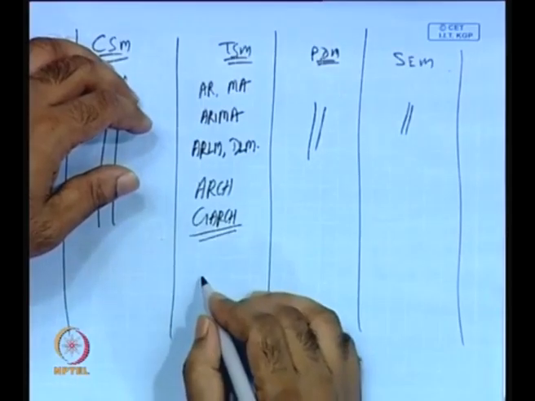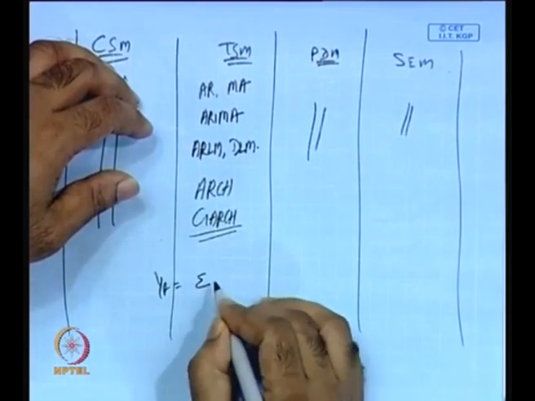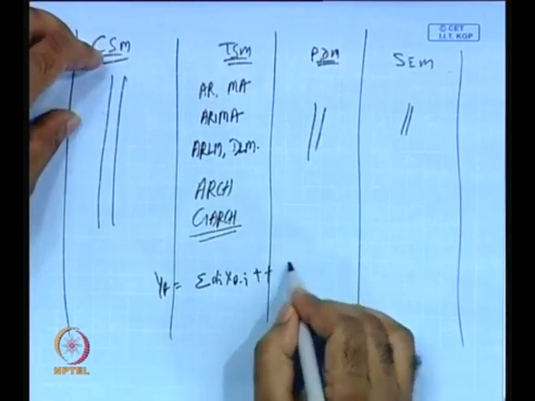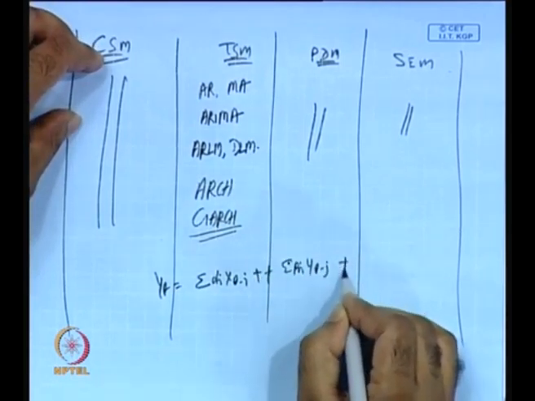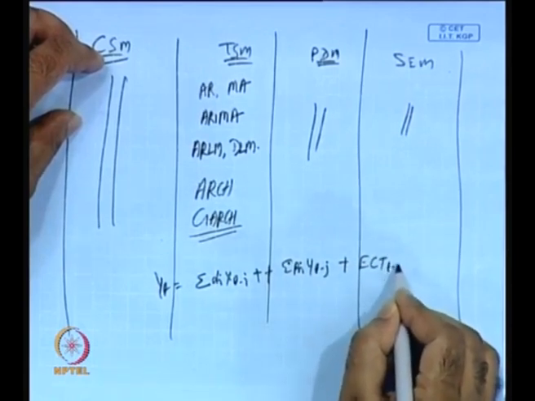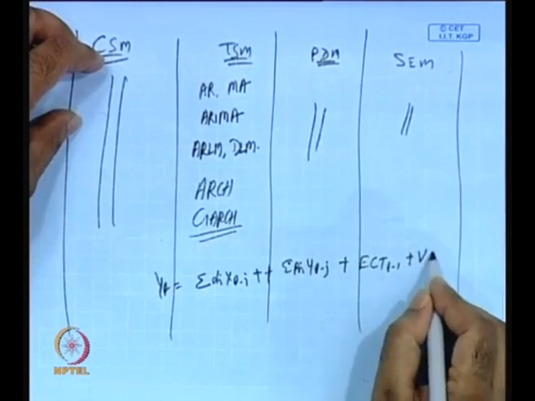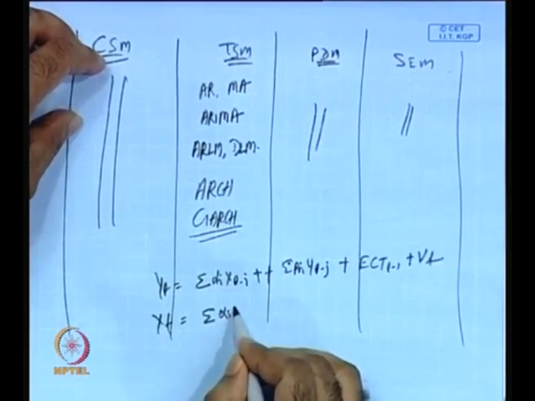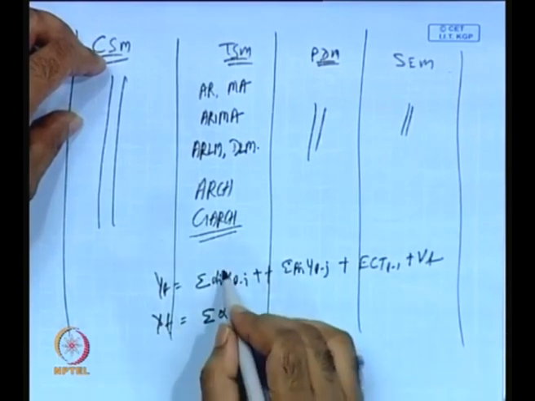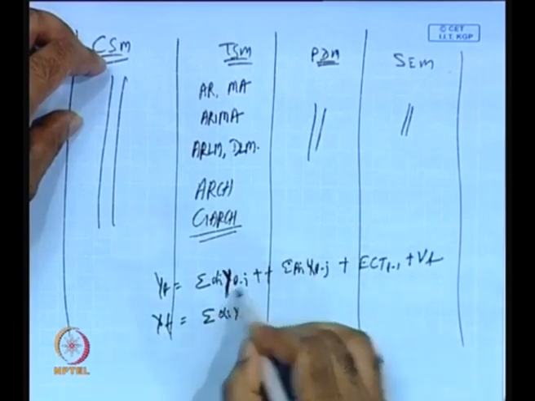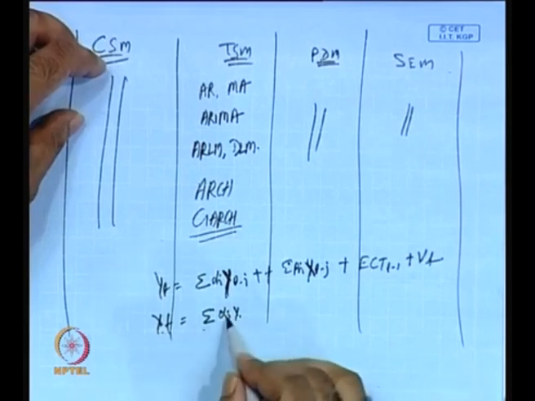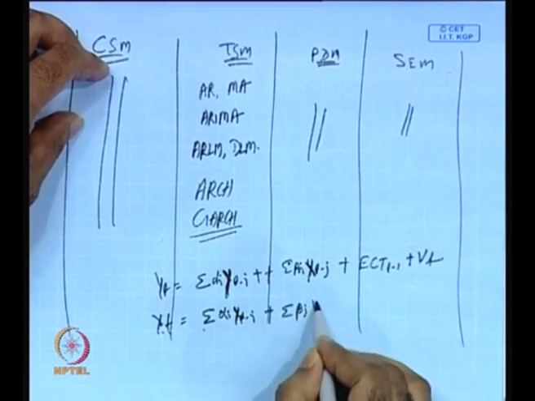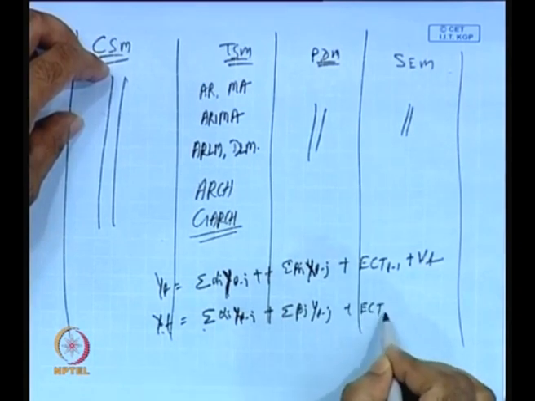You can write y_t equal to summation alpha_i x_{t-i} plus summation beta_j y_{t-j} plus the error correction term EC_{t-1}, and of course there is a v_t. Similarly, x_t can be written as summation alpha_i x_{t-i} plus summation beta_j y_{t-j} plus the error correction term EC_{t-1} plus v_t.